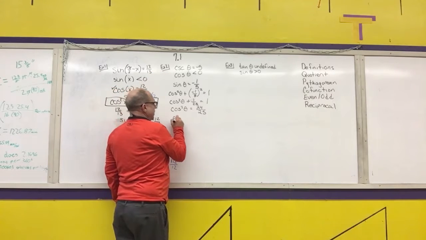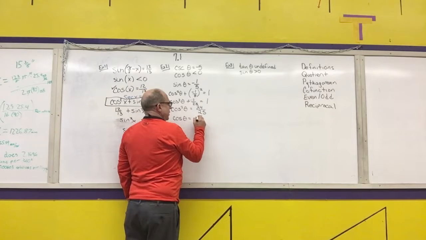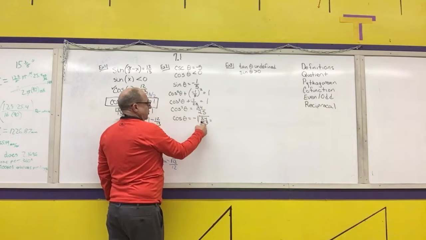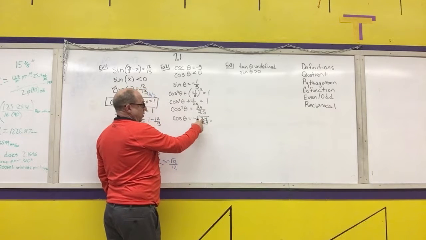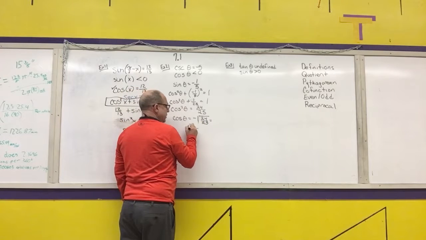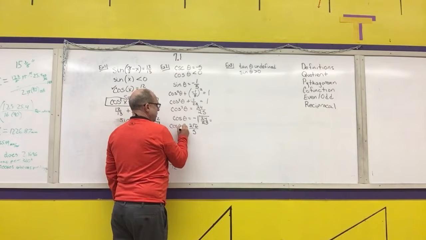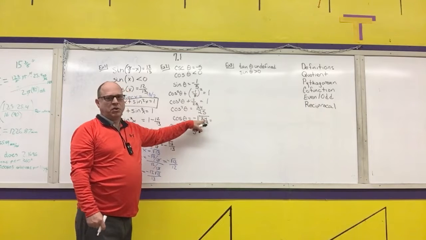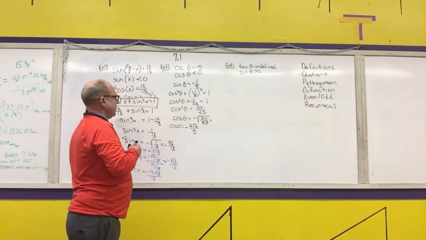So I get cosine theta is equal to negative square root of 24 over 25. The square root of 25 is 5. The square root of 24 is 2 root 6. And I have a negative sign in front of it. And the way I got the 2 root 6, 24 is 4 times 6. Square root of 4 is 2 times the square root of 6.